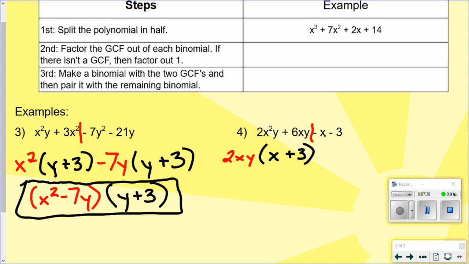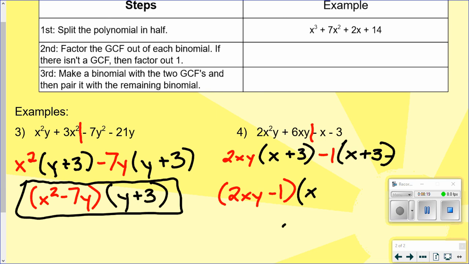The other side, there are no common factors here. So what I'm going to do is I'm going to factor out a negative 1. So similar to factoring out the negative 7 here, that'll change these to plus signs in here. If you don't have a common factor, you can always factor out a 1. So negative 1 times x plus 3. Put it all together: 2xy minus 1 times x plus 3. And there you go.